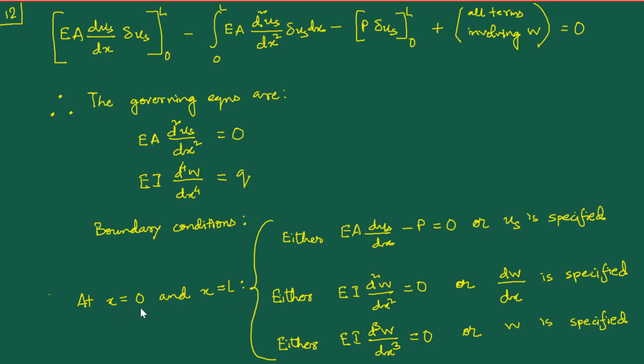These are our boundary conditions. At x equal to 0 and at x equal to L, we have, in addition to whatever we had earlier in terms of the W, this extra boundary condition involving the us. Okay, so this EA dus/dx is equal to P, either that or us is specified. So these two equations are the governing equations, and these are the things which will act as our boundary conditions. So together, all of them are the desired equations for our mechanical system.